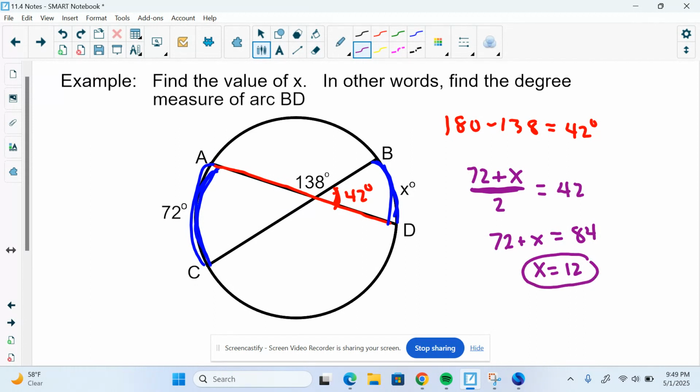I don't think that was drawn very well to scale because it looks a lot bigger than 12 degrees, but we're going to go with it. x equals 12. We're done.